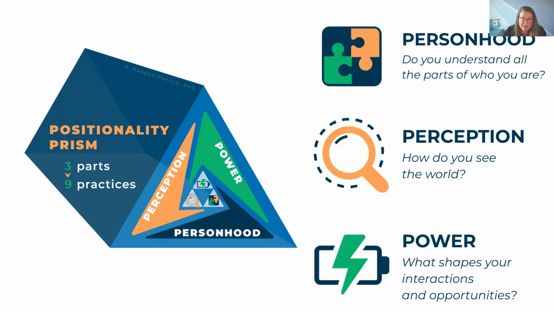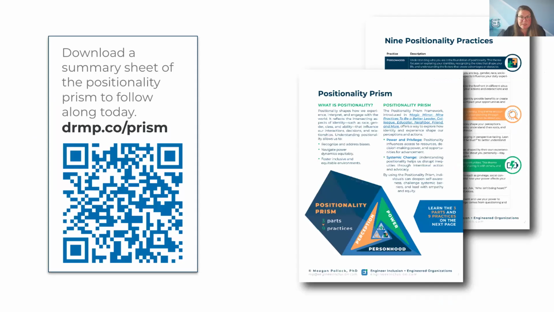So, in summary, it's about personhood, which is looking in, perception, which is looking out, and power, which is taking action. So the first link is this Positionality Prism, and you can download this resource to follow along in our talk today. So let's start with personhood.